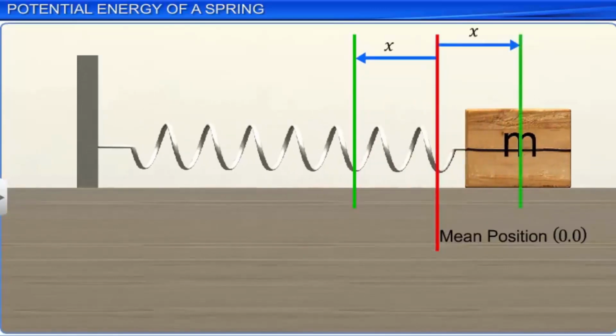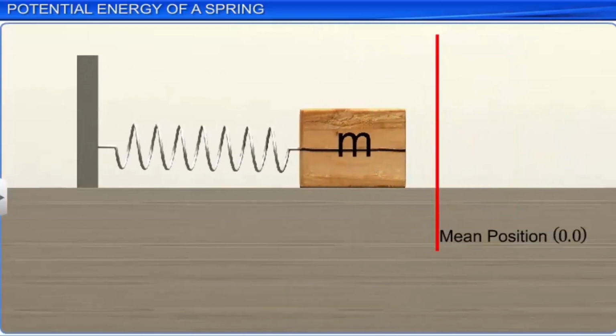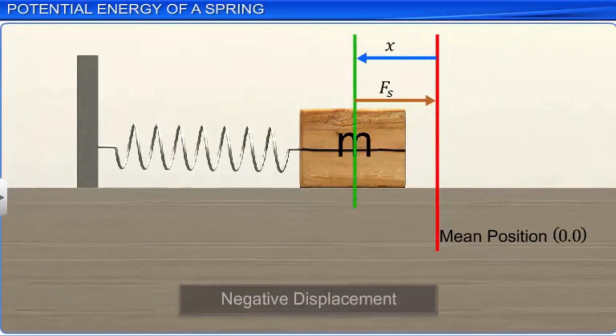The spring here is under the action of a variable force, known as the spring force, which always acts towards the mean position or in the opposite direction to the displacement. When the spring is stretched, the displacement is positive. When the spring is compressed, the displacement is negative. The spring force is the restoring force which is responsible for bringing the block attached to the spring back to its mean position.